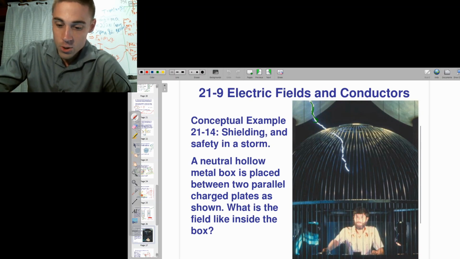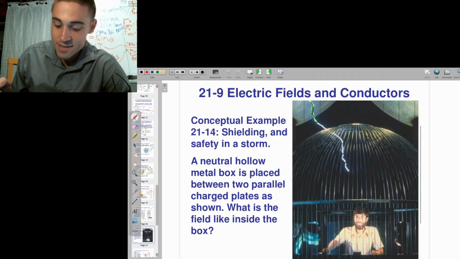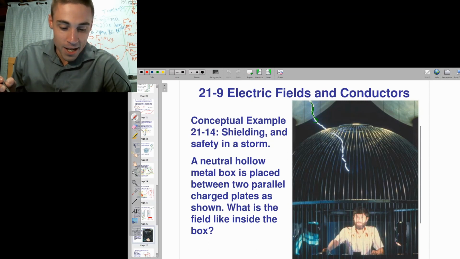So I had to include this photo in here. I just love this picture. Look at this guy here. He looks like he's from a terrible 1970s horror film or something. Look at this guy. He looks hilarious. He's inside of a metal cage. What is he doing? Anyway.